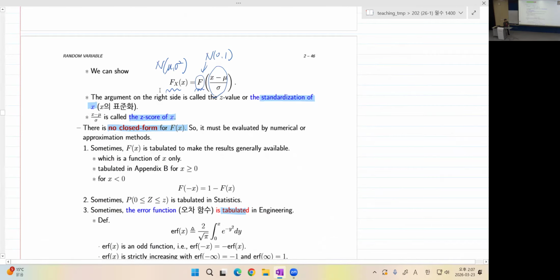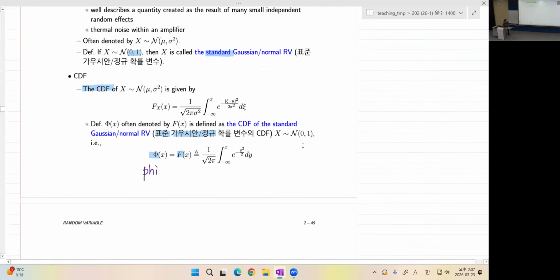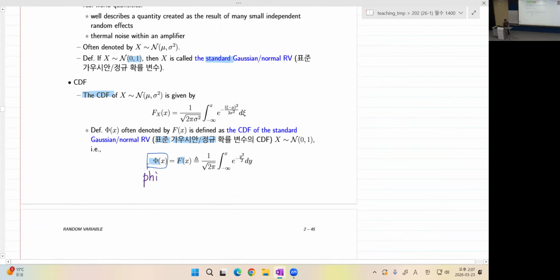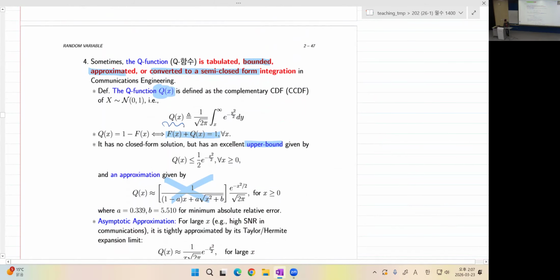Sometimes this function F is called phi function. Where is it? Yeah, this is red phi function. And the complementary CDF of standard Gaussian is often called Q function. So phi of x plus Q of x becomes 1 because it's the summation of CDF and the complementary CDF. By definition, they must be 1 for all x.